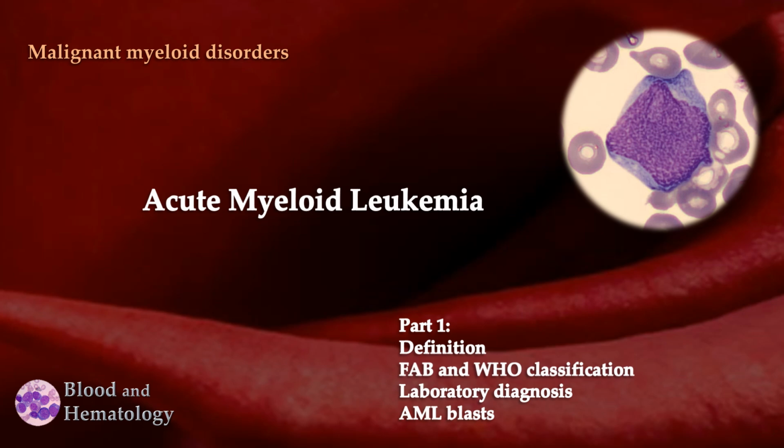The first video from Malignant Myeloid Disorders section is about acute myeloid leukemia. Definition, FAB and WHO classification, laboratory diagnosis and morphologic features of AML blasts are discussed in this video.